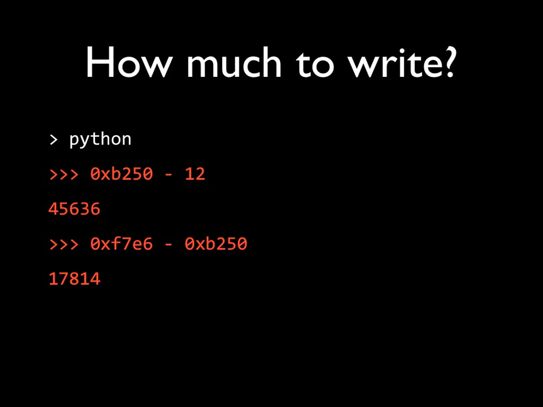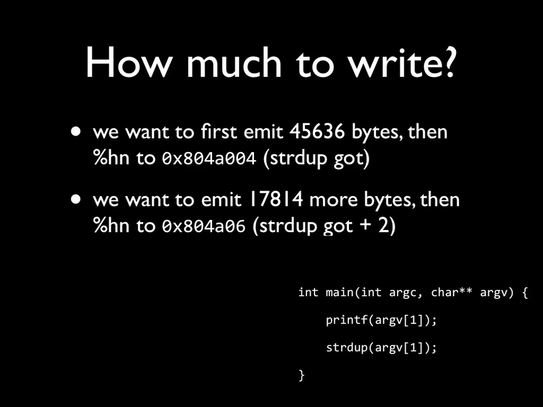And how many bytes do we write? Well, the first is we have to write B2F0 total bytes before we hit the %hn. And we know we've already written 12 bytes, right? We've written the sh semicolon hash and the two pointers that are each 4 bytes wide. And so this means we have to write an additional 45636 bytes. And the same thing with the upper two bytes. We've written a total of B250 bytes so far, and we want to write a total of BF7E6 bytes. And so we need to write an additional 17814 bytes.